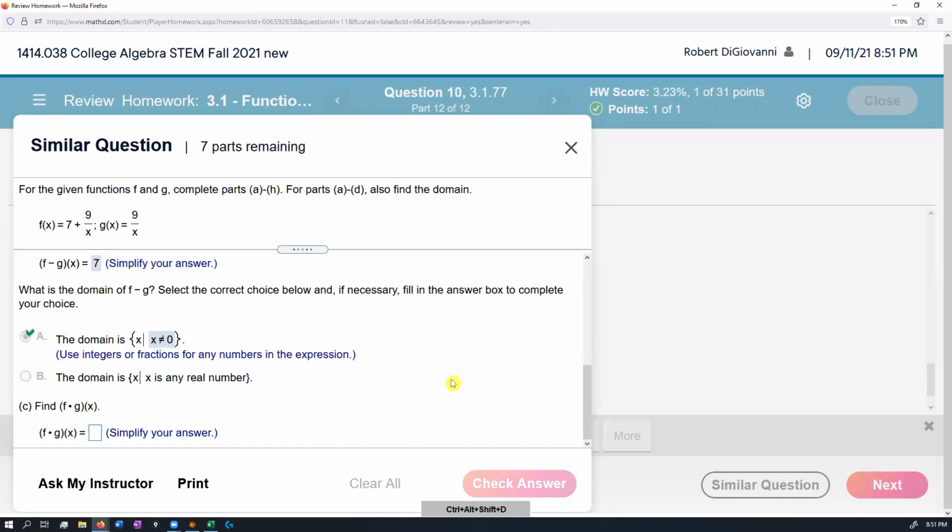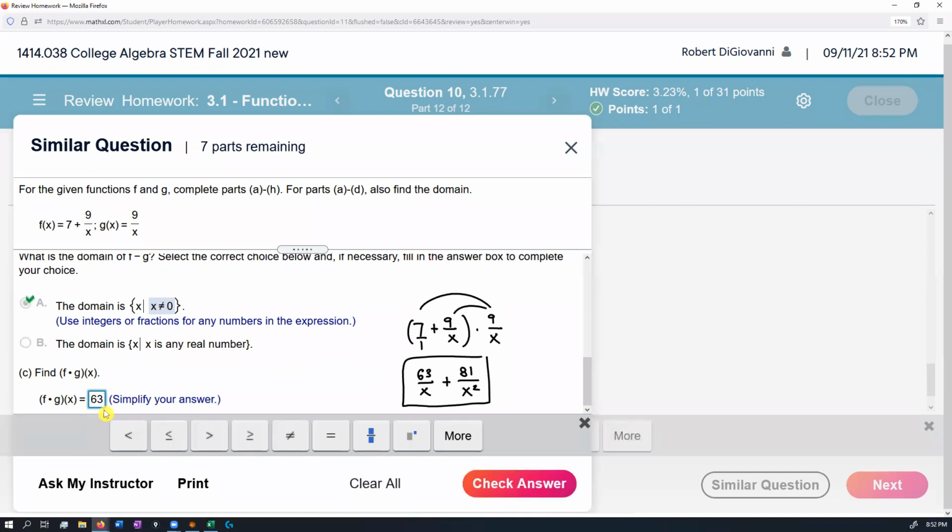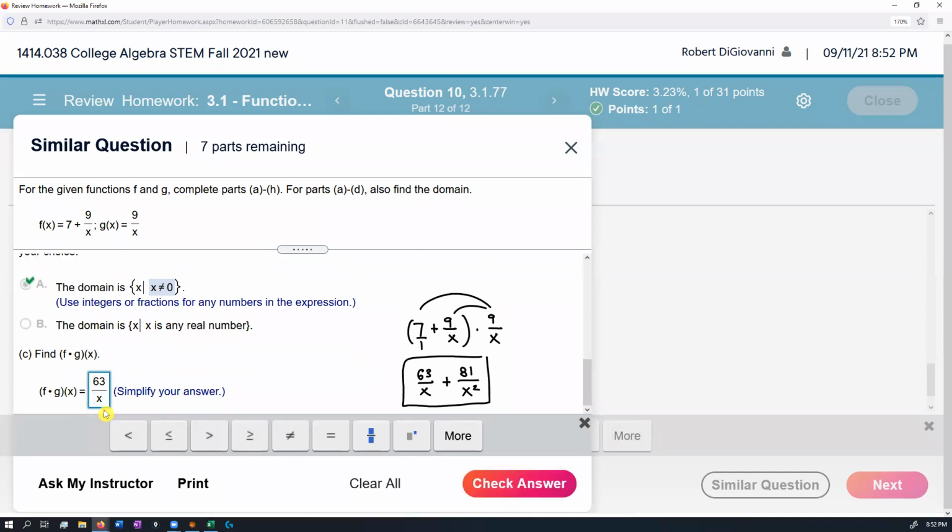Okay, now we want to find f times g of x. So this time we're going to multiply the two functions, take f and multiply by g. And that means distribute through. So we get, let's see, it's like 7 over 1. So when I multiply 9 over x times 7 over 1, we should get 63 over x. And then plus, now when we multiply these two, we get 81 on top, and then x times x is x squared. So that should be the product of the two functions, 63 over x plus 81 over x squared.